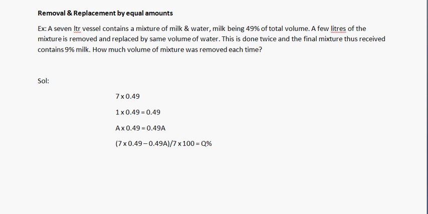Now the removed mixture is replaced with water, so the volume of milk remains the same. Now we have 7Q by 100, or let's not multiply by 100 here and call it Q. So now we have 7Q, which is milk. Now out of this aQ has been removed.